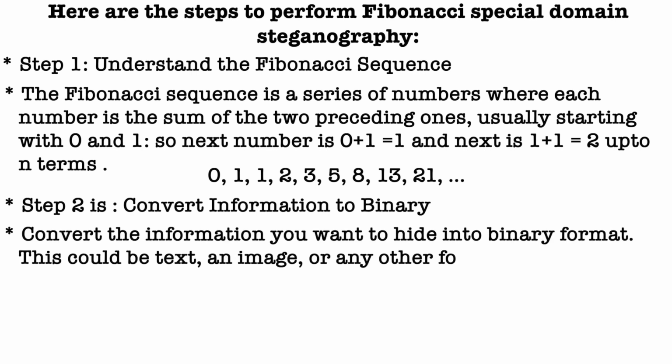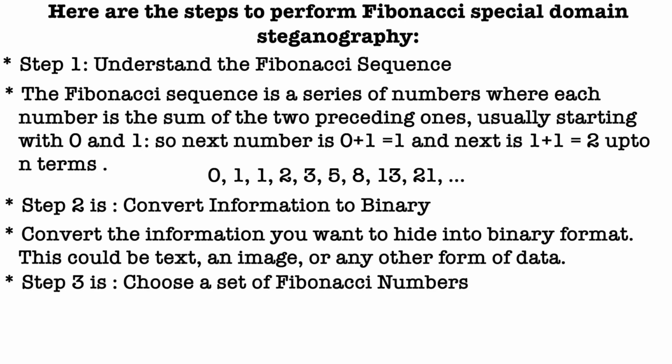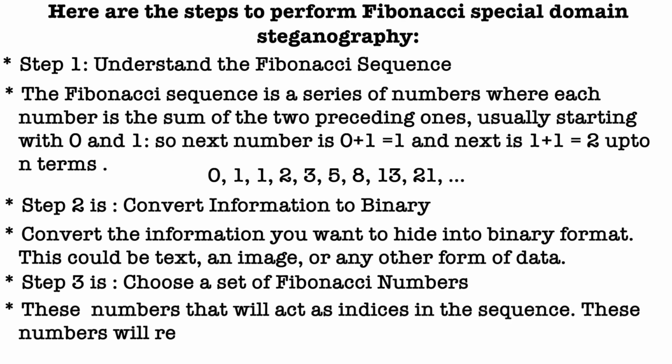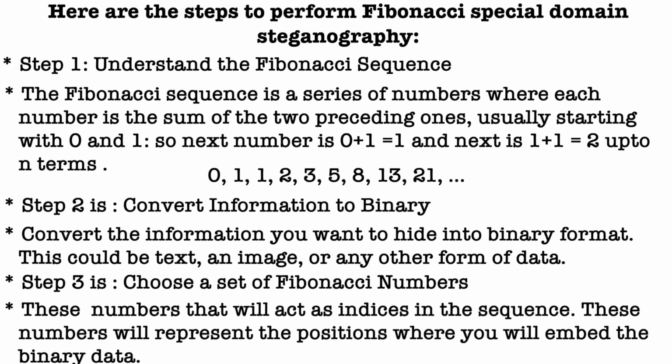Step 2 is convert information to binary. Convert the information you want to hide into binary format. This could be text, an image or any other form of data. Step 3 is choose a set of Fibonacci numbers. These numbers will act as indices in the sequence. These numbers will represent the positions where you will embed the binary data. Step 4 is embed binary data.